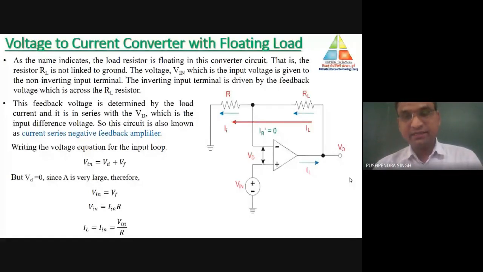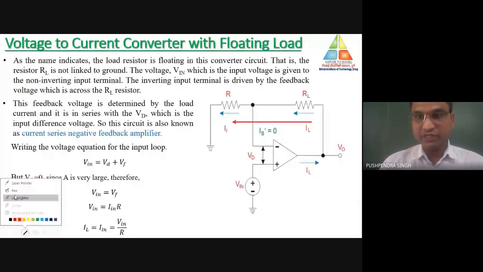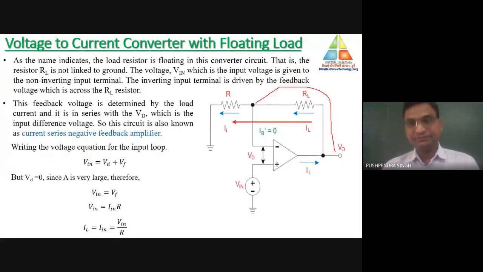If the load is connected in between the output terminal and the input terminal, then that is called the floating load. If none of the terminals of this load resistance is connected to ground, then on that condition, that converter is called the floating load type. But if one of the terminals of the load resistance is connected to ground, then that type of voltage converter is called the grounded type. So based on these two connections, there are two different types of voltage to current converter circuit.